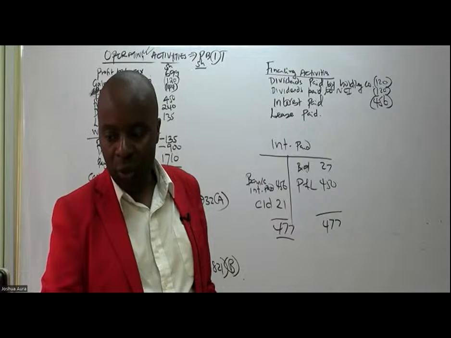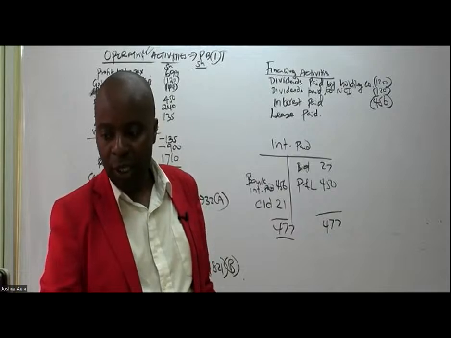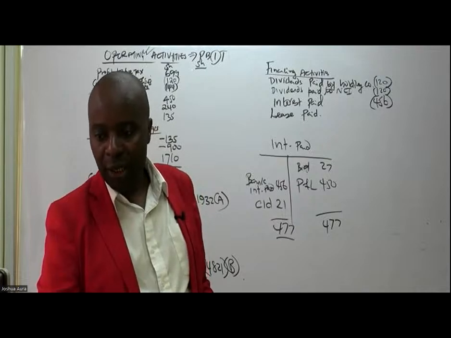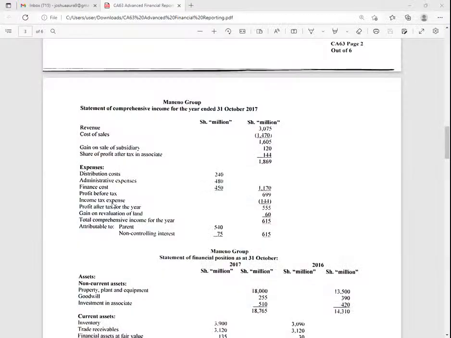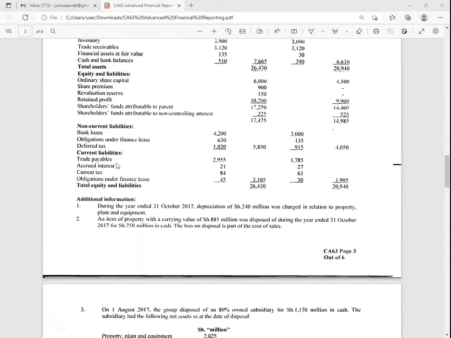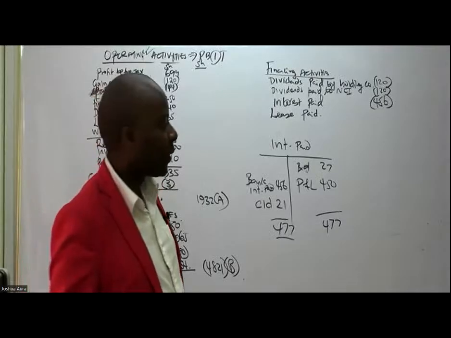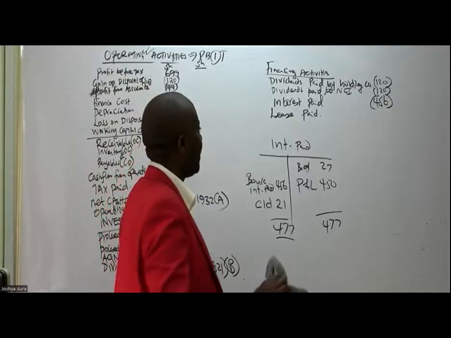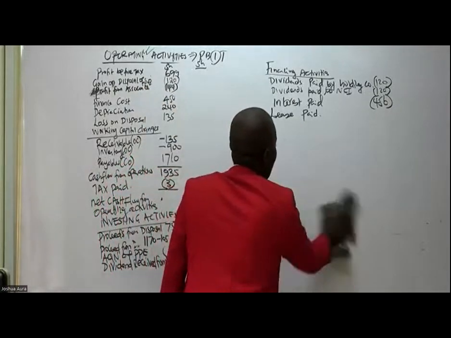So what do we have here for lease paid? In this question, for lease paid, you can see the lease obligation. I like this lease obligation because I can see there is both non-current and current. No problem, I'll combine. So lease obligation, I shall combine this.